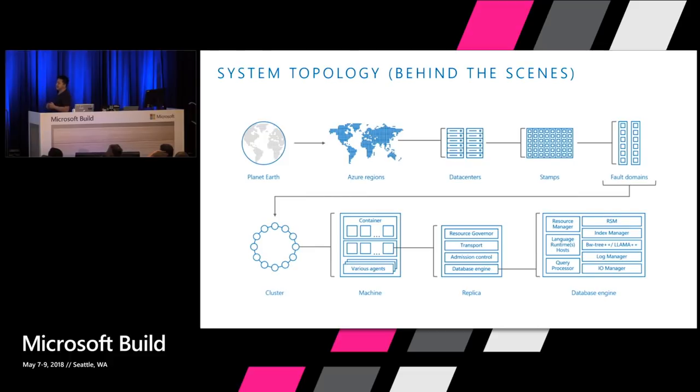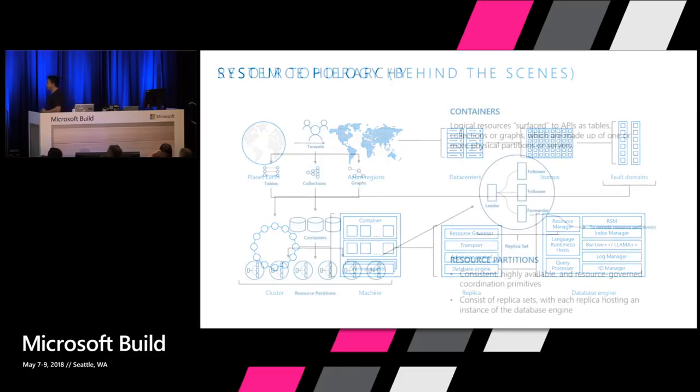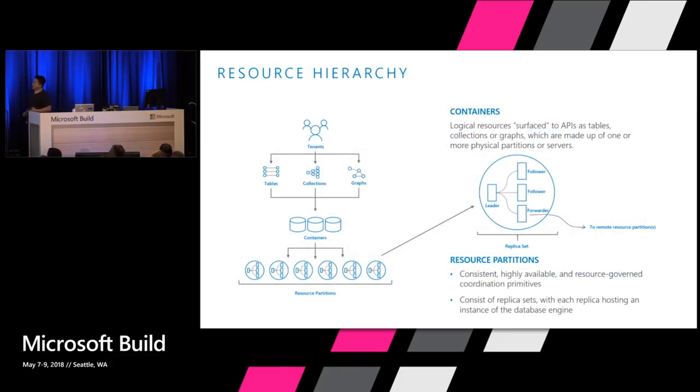Within those machines, we host database replicas. The database replicas are the core building block for Cosmos DB. Within that, we have our resource governor for giving your throughput and latency SLAs. We have a transport layer for doing replication, admission control for authentication and authorization, and of course, our bread and butter, the database engine, where we do all of our query and indexing. Within each of these containers, we have these partition sets that are composed of database replicas.